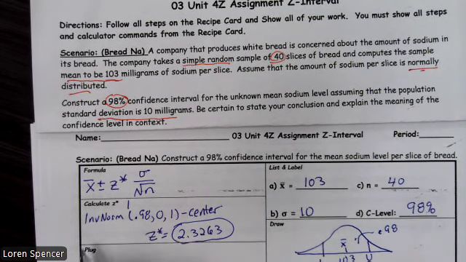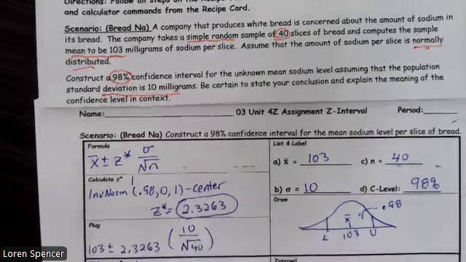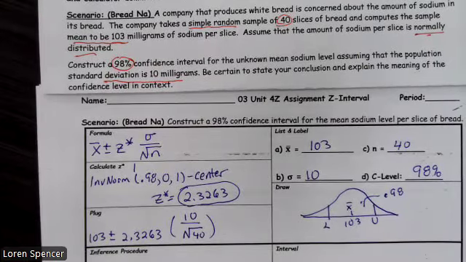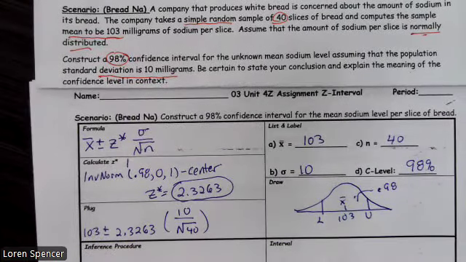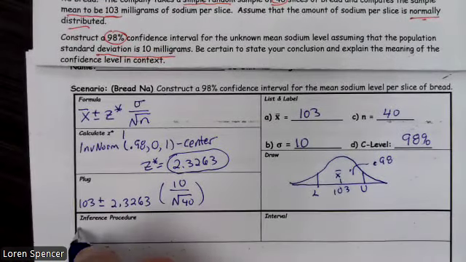So our sample mean becomes 103 plus or minus our Z star, which is 2.3263 times the standard deviation, which is 10, divided by the square root of 40. Now, in this case, how many samples did we take? Because ultimately, at some point, we're going to be taking multiple samples. So in this case, we have one sample. So we need to say that one sample.